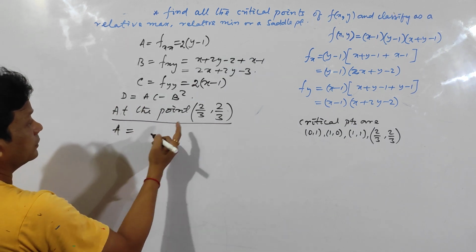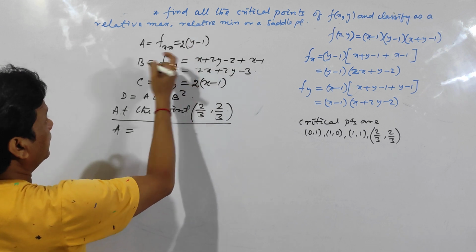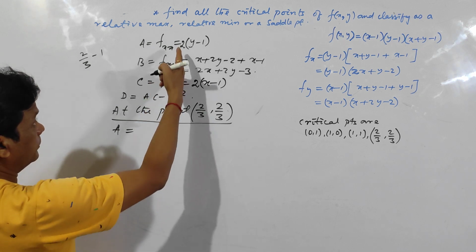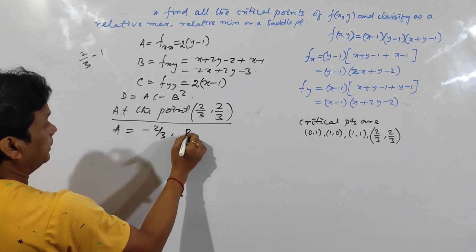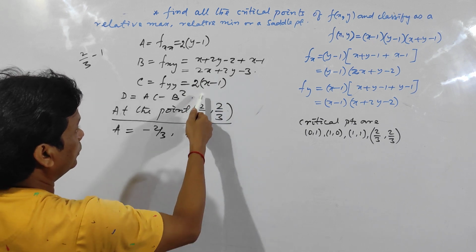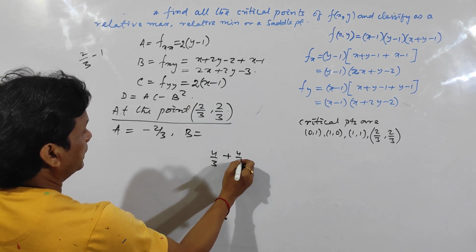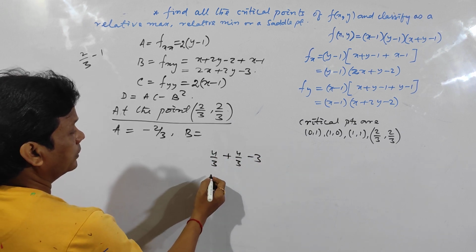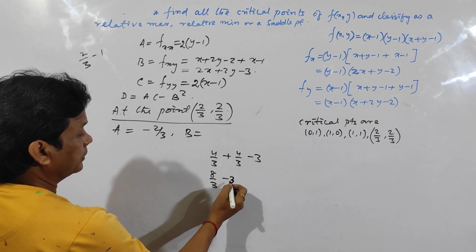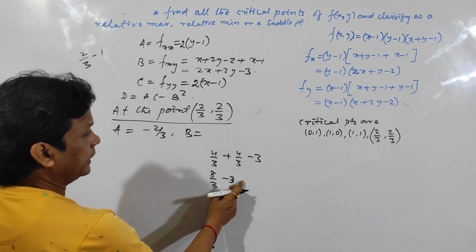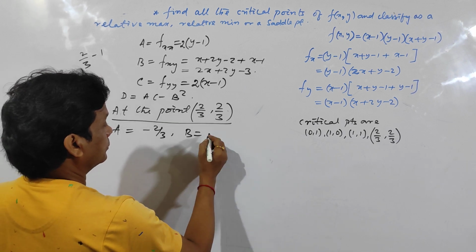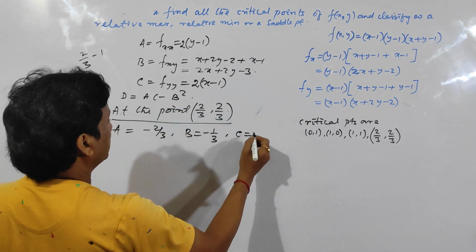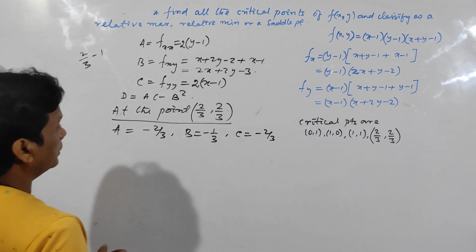So what is A? X is equal to 2/3, y equal to 2/3. So 2/3 minus 1 is minus 1/3, minus 1/3 into 2, that means minus 2/3. And B is equal to 2/3, 2 into 2 are 4, 4/3 plus 4/3 minus 3. 4/3 plus 4/3 is 8/3, 8/3 minus 3, so 8 minus 9, minus 1/3. So B is minus 1/3. And then C is equal to, put here, that means minus 2/3. Clear?